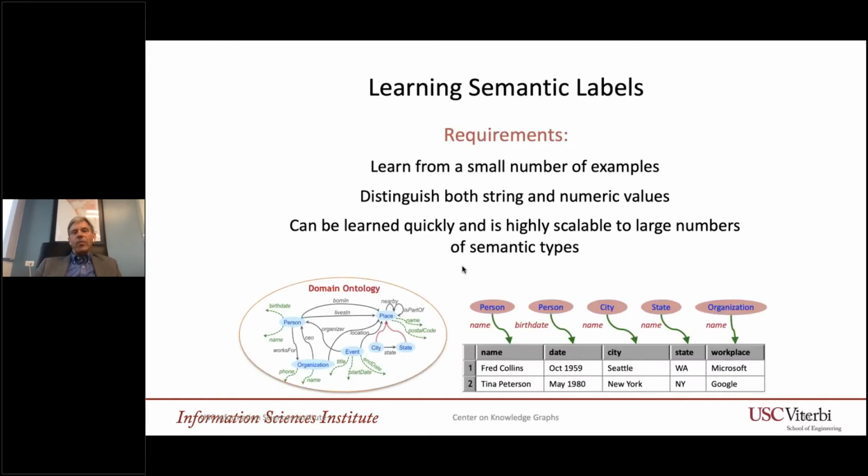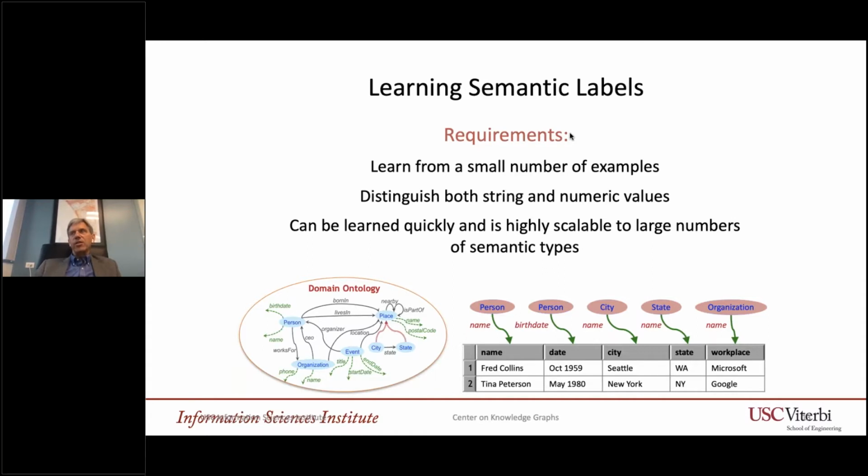Okay, so the basic problem then of learning the semantic labels is as I just described, right? I want to be able to take that data source and come up with the labels shown right above it. And there's a couple of requirements in terms of what we're trying to do here, because we basically want to develop these techniques and embed them in this system that I mentioned, Karma, that allows users to do this process very quickly and efficiently.